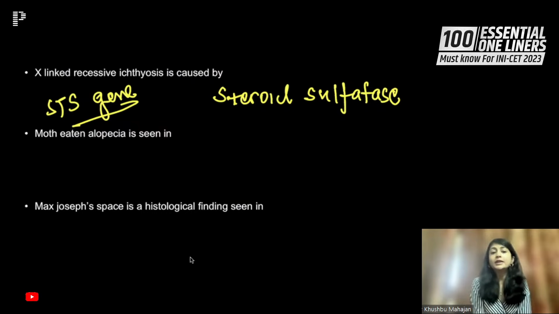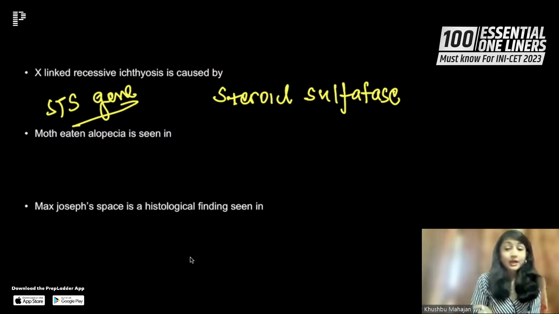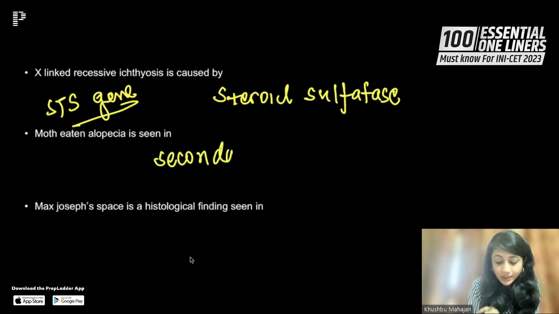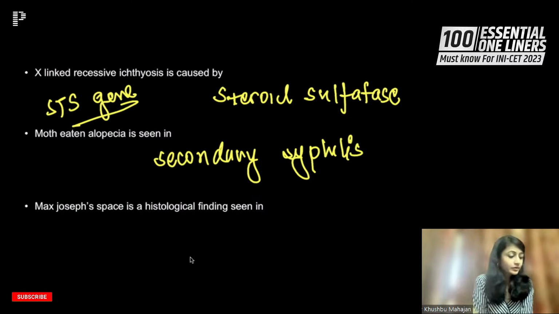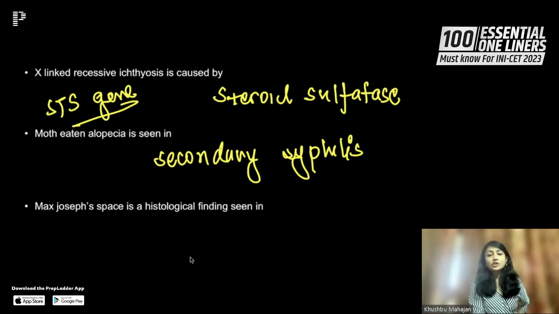Next question, moth-eaten alopecia is seen in. Moth-eaten alopecia is seen in. Absolutely right. Yes, it is seen in syphilis, but you have to be more specific. It is a feature of secondary syphilis. Absolutely right. Max Joseph space is a histological finding that you see in which condition? In which condition do you see Max Joseph space?